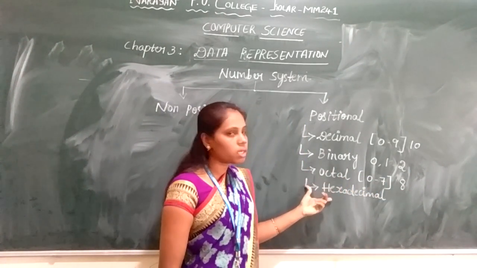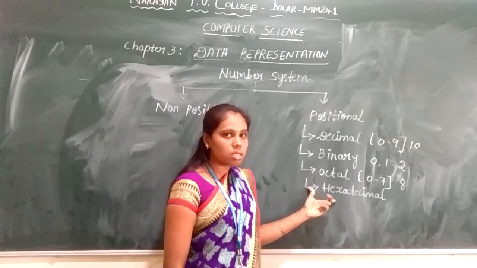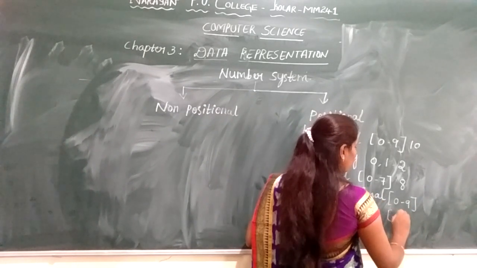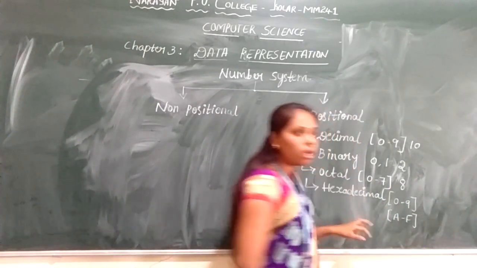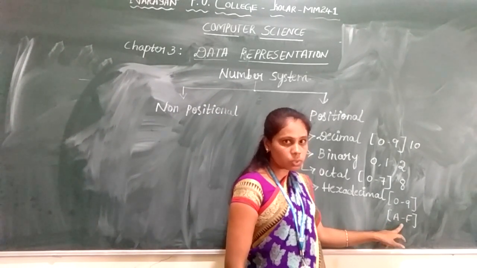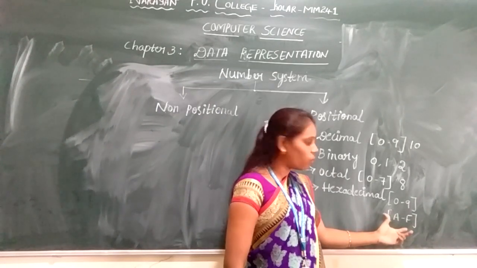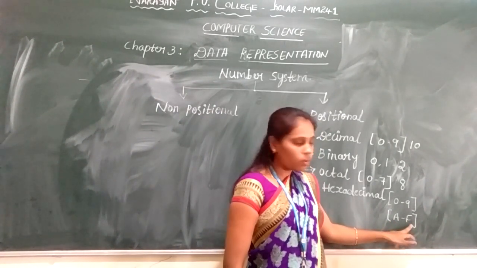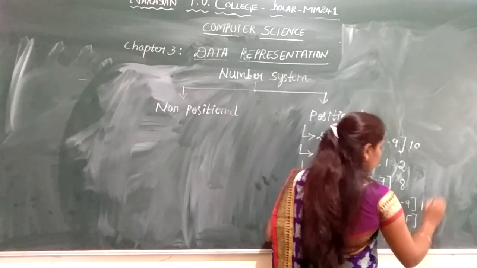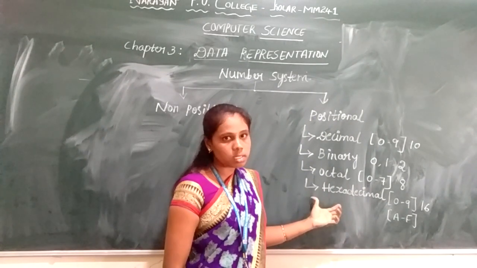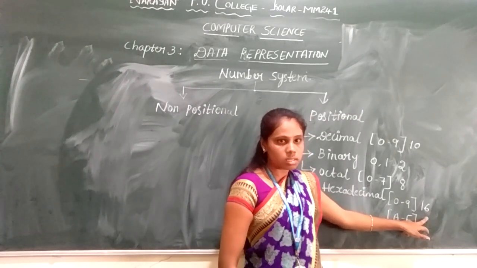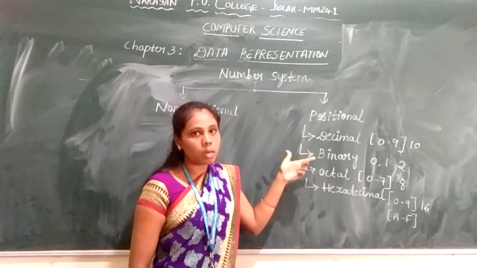Next, we studied about hexadecimal number system. Hexadecimal number system has the digits from 0 to 9 and the alphabets from A to F. A to F represents: A represents 10, B represents 11, C represents 12, D represents 13, E represents 14 and F represents the value of 15, and hence the base of this hexadecimal number system is 16. Always the weights of the hexadecimal number system are expressed in terms of powers of 16. So this is about your positional number system.